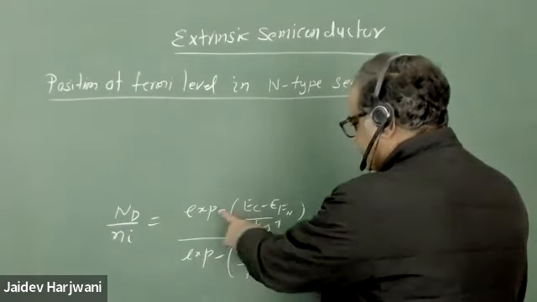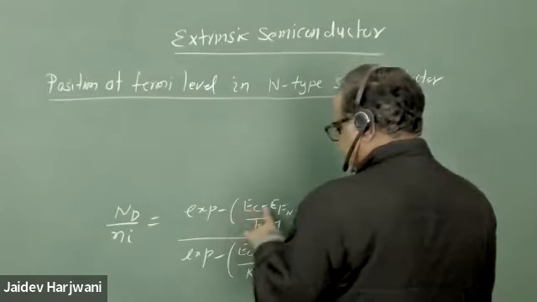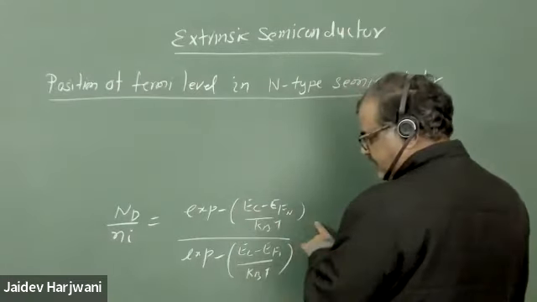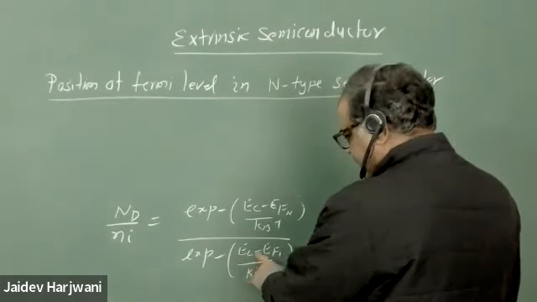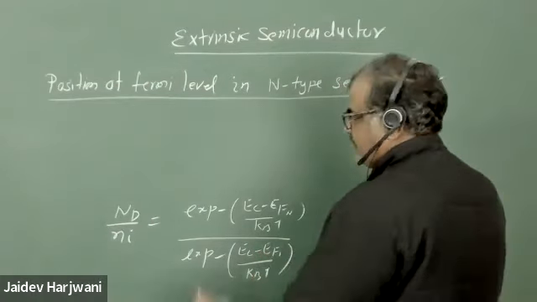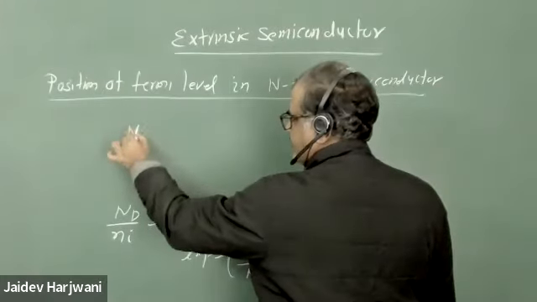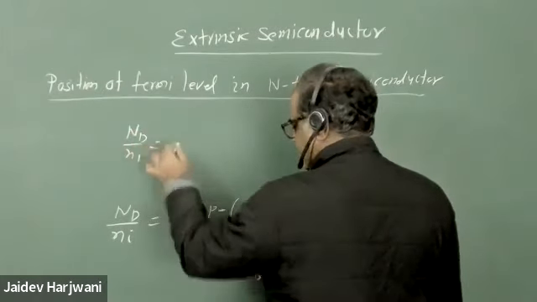I want this EFN to become positive. So this EF is positive, ES minus. If you go above, then what will become? ES positive and EFI negative. So I can write ND minus EFI minus EFN.